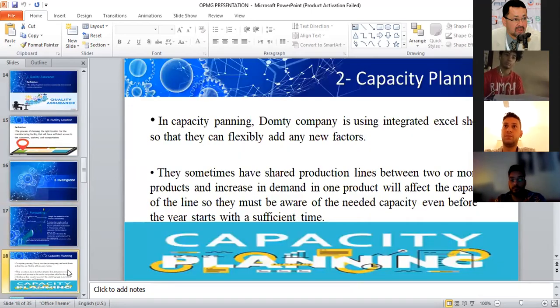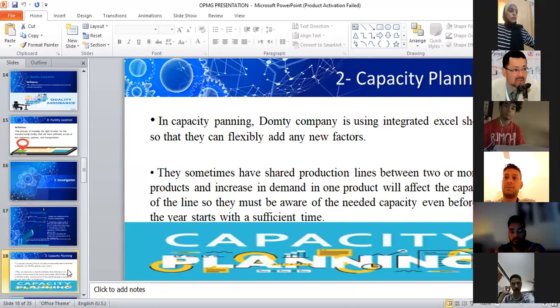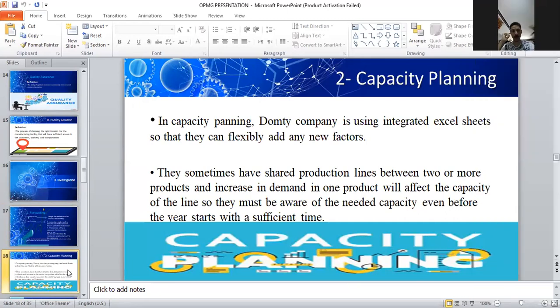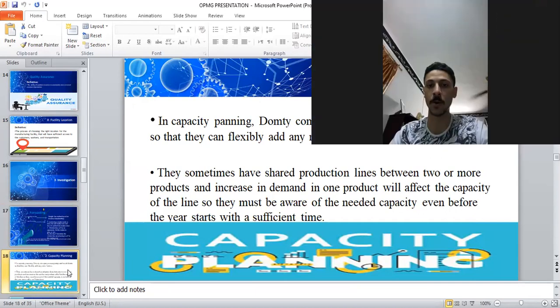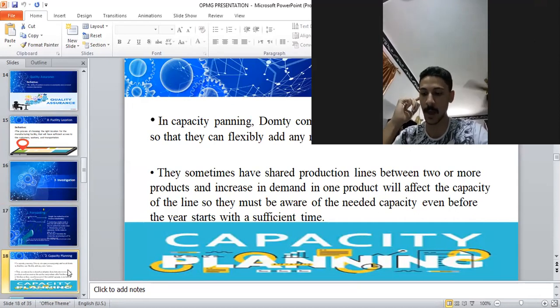The capacity planning. As we said, we implemented our project through Domty, so we asked Domty in this function two important questions. The first one is what capacity planning tools they are using. The answer is that they are using integrated Excel sheets to be easier and more flexible to add any new factors to the old factors. The second question is can the increase in demand affect their capacity planning?